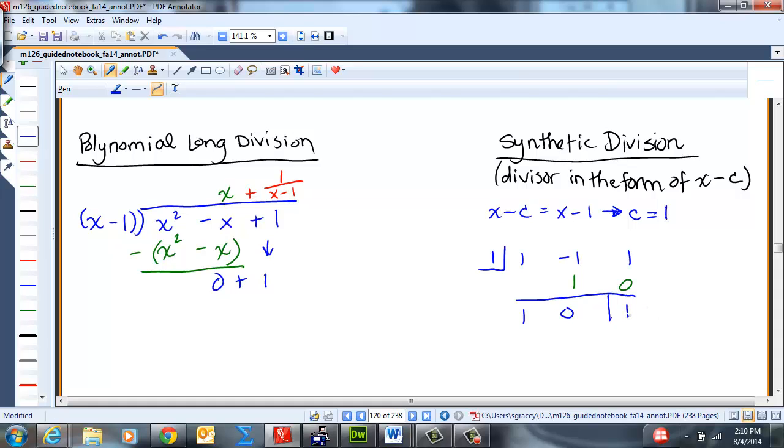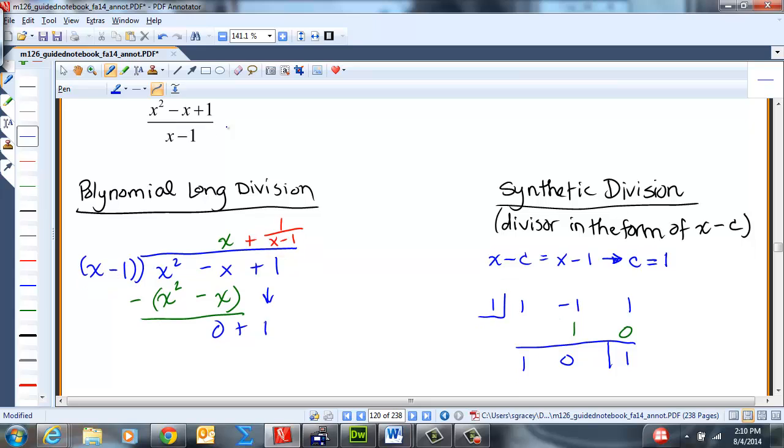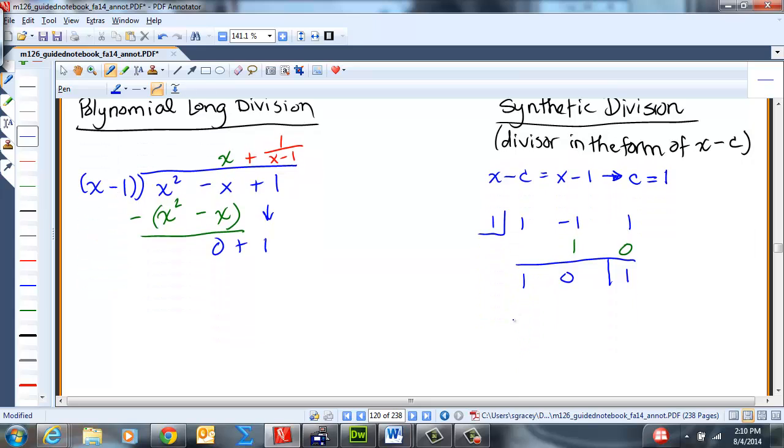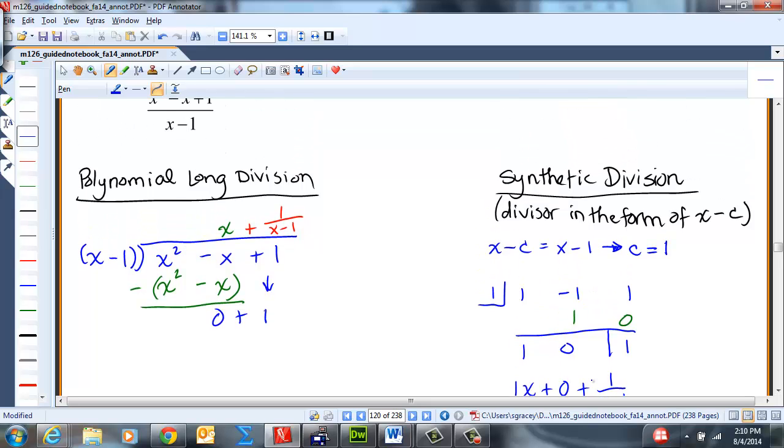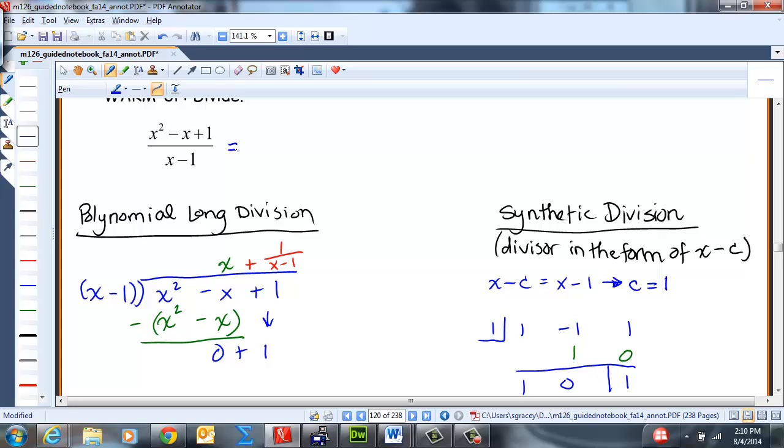So with synthetic division, since you divided by a binomial that has a degree of 1, that means that you decrease the degree in the dividend by 1 for your answer. So that means that this is 1 times x plus 0 plus 1 over x minus 1, which of course is x plus 1 over x minus 1. So whichever way you slice it, the result here is x plus 1 over x minus 1.